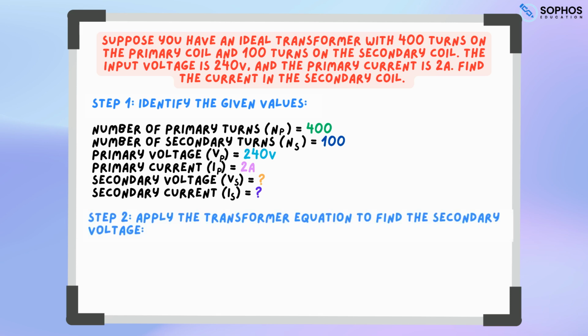Now apply the transformer equation to find the secondary voltage. Vs over Vp equals Ns over Np. Vs over 240V equals 100 over 400. Vs equals 0.25 times 240V. So secondary voltage is 60 volts.